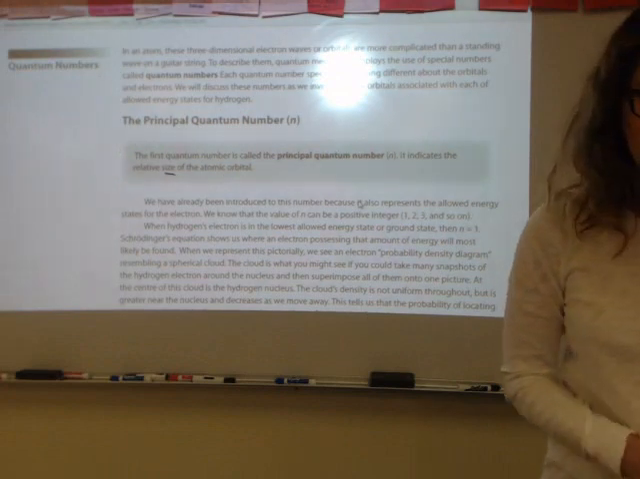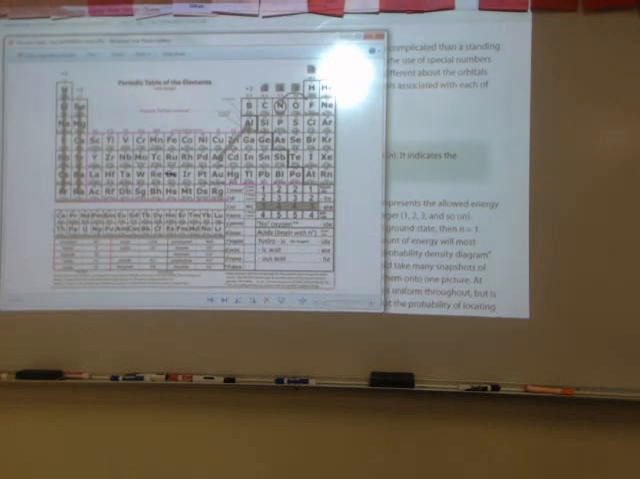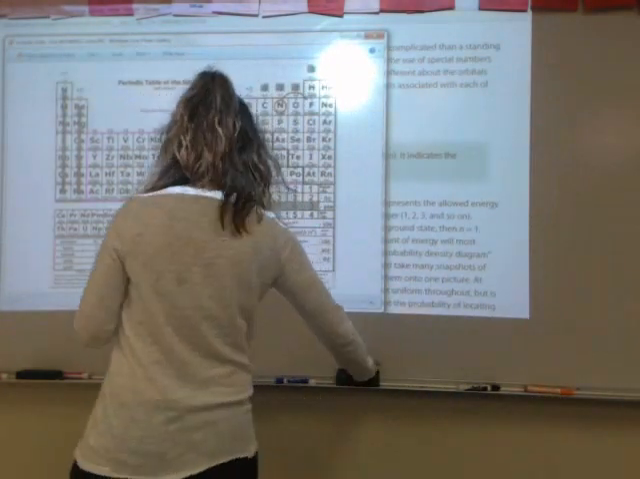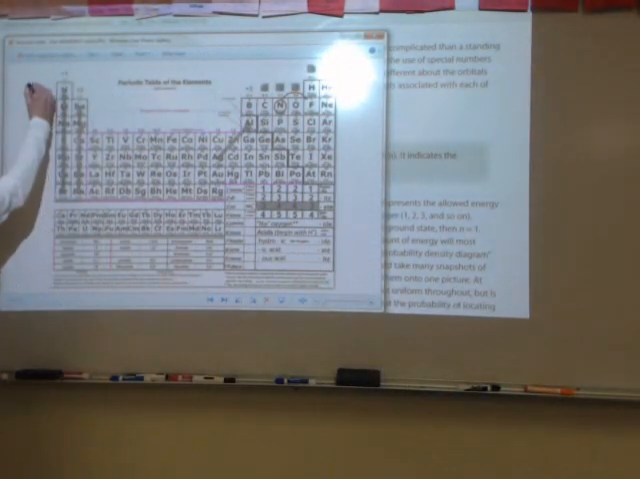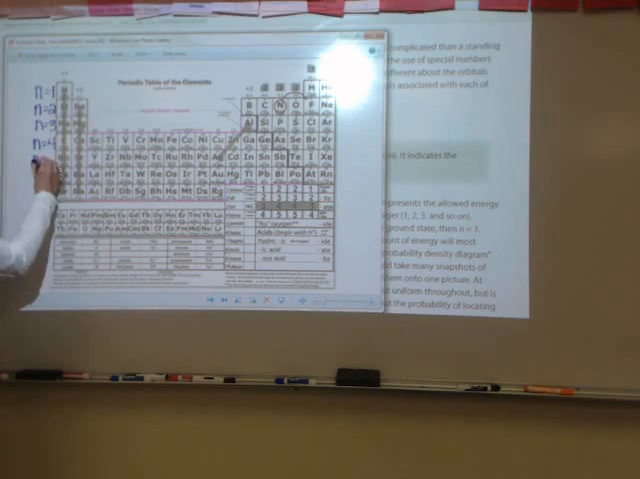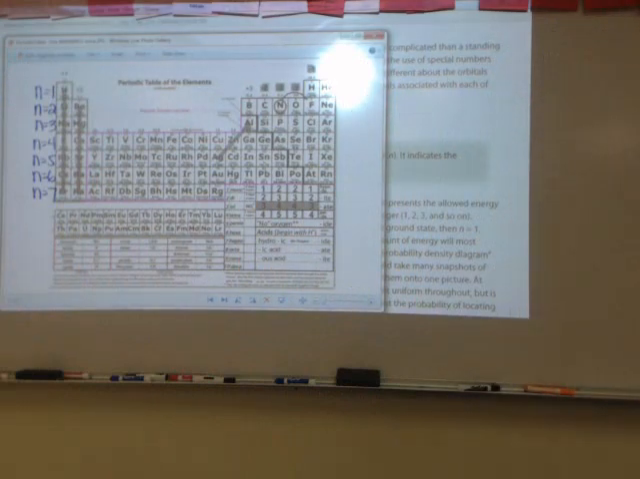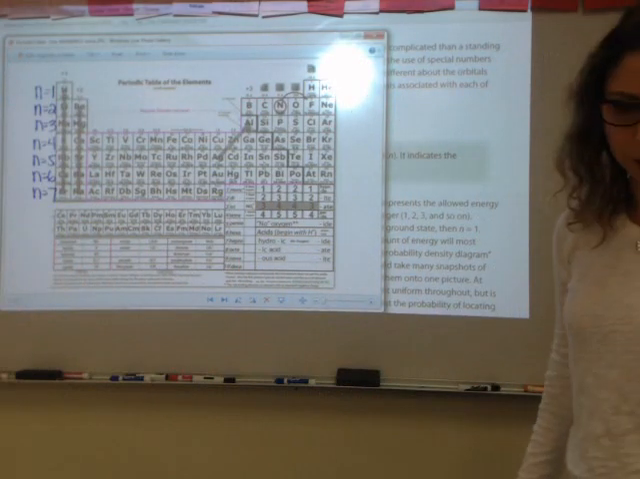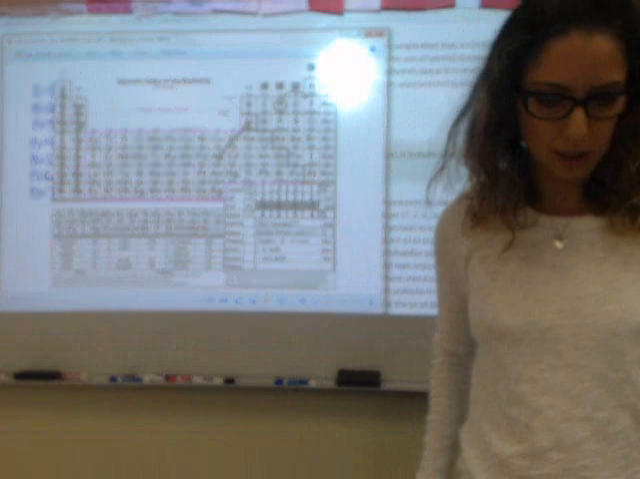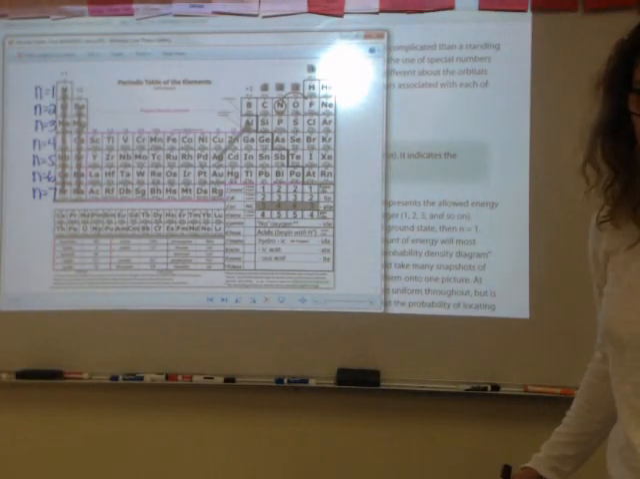And if you take a look at the periodic table, the one that has all of your nomenclature notes on it, that one might be easier. If we label it n equals 1 through 7, okay, that is your principal quantum number n that we've just labeled. And those are the allowed energy states for the electrons, and those are all positive integers.